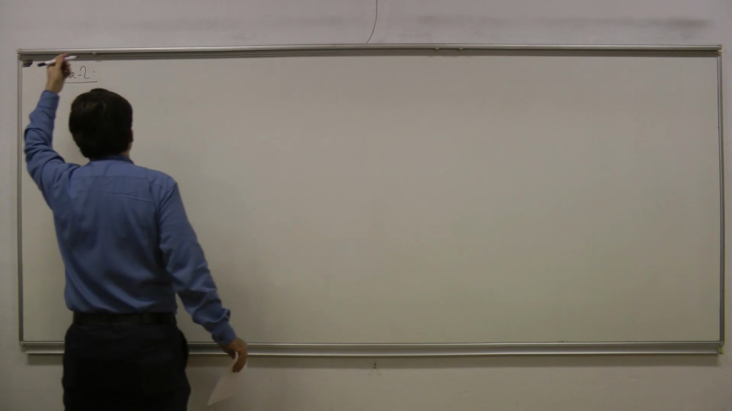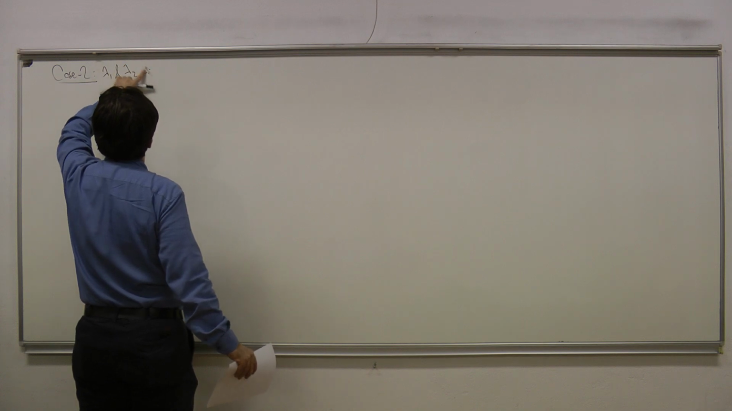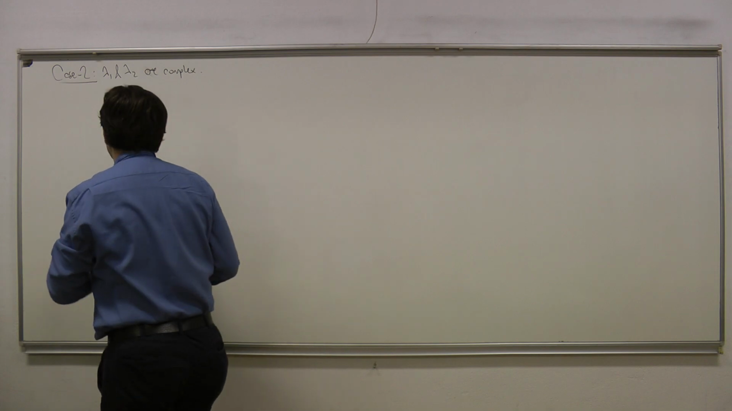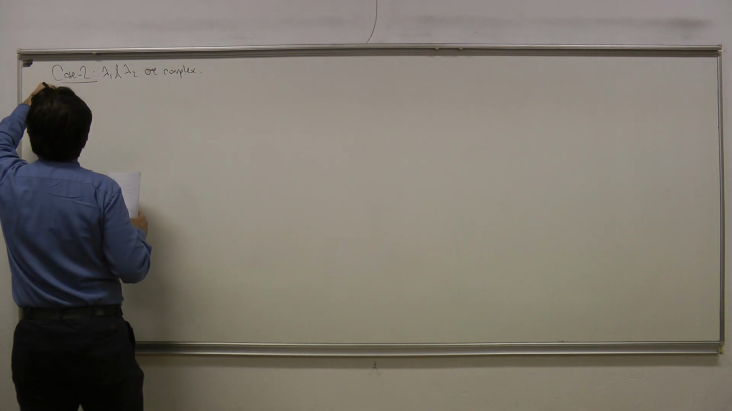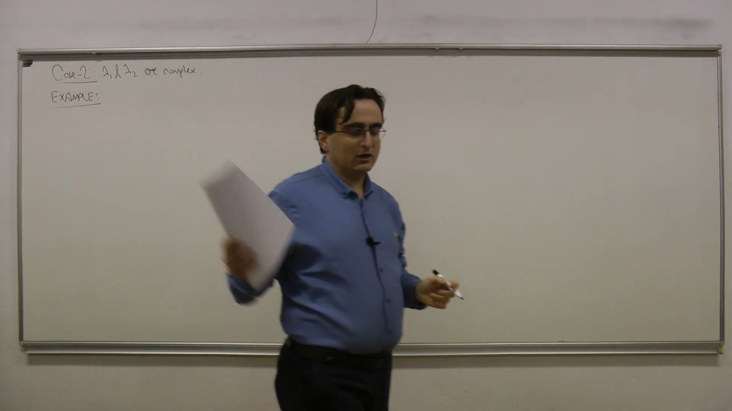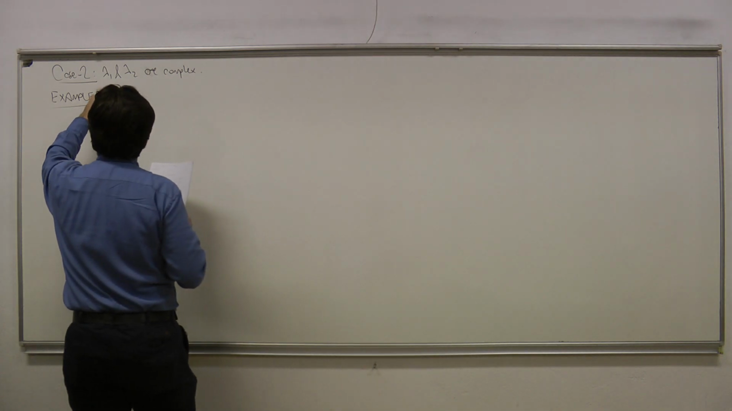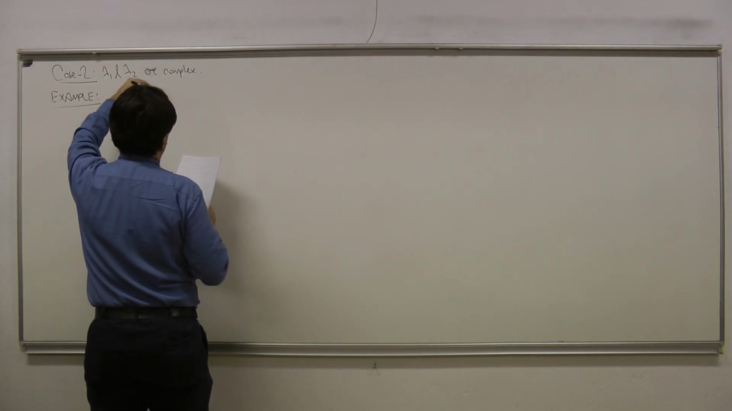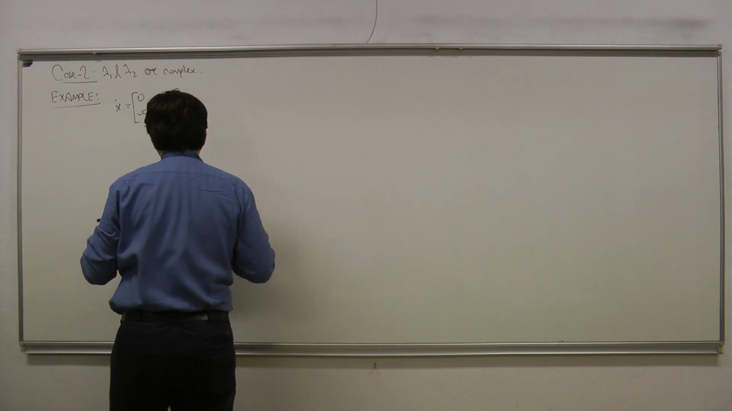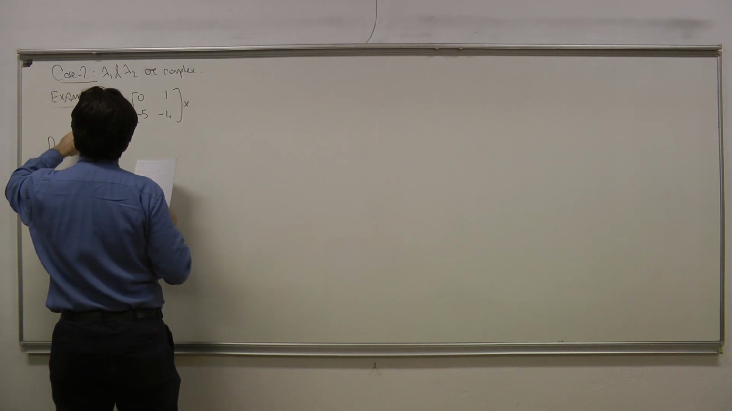So now let us consider case 2. Remember, case 1 was the real eigenvalue case, and in this case we are considering lambda 1 and lambda 2 complex. Let us start with an example. I will try to develop the theory while I'm solving this example. The example is as follows: x dot equals [0, 1; -5, -4] x, and the task is to draw the phase plane trajectories.